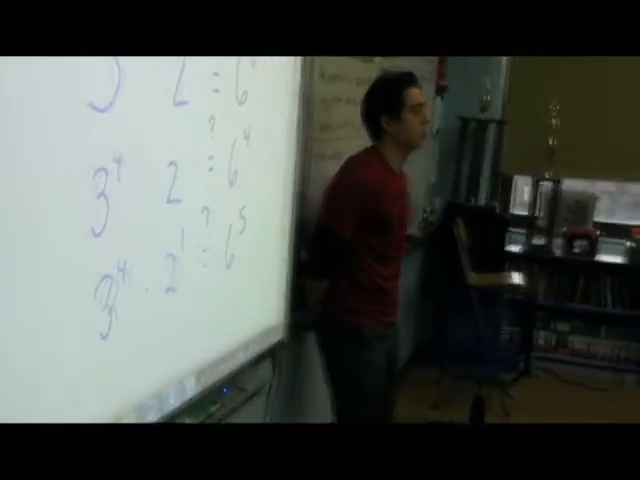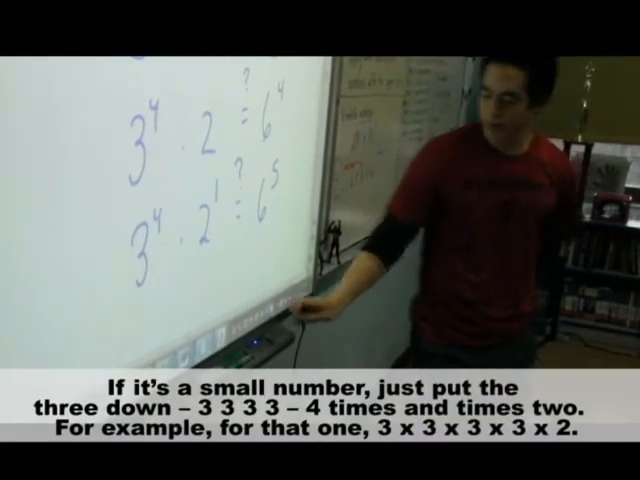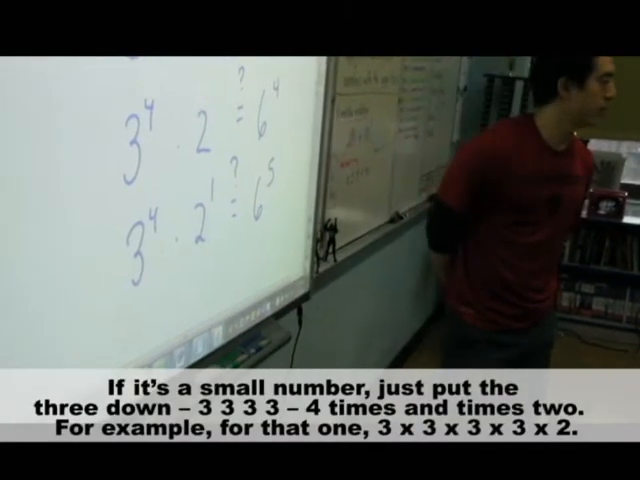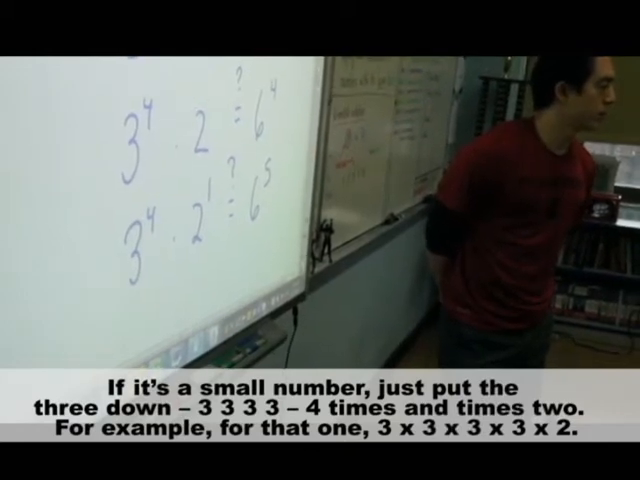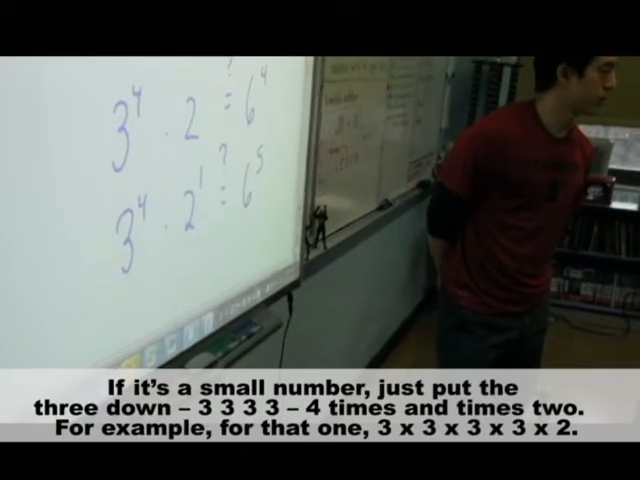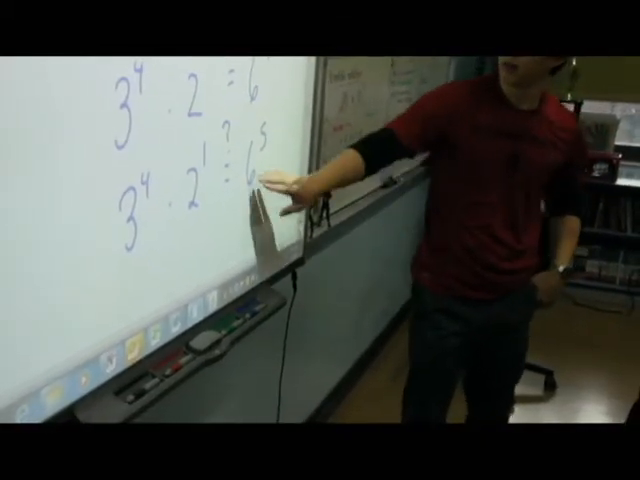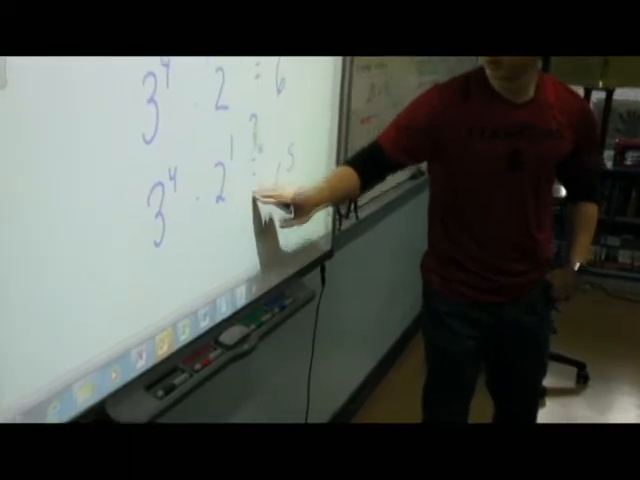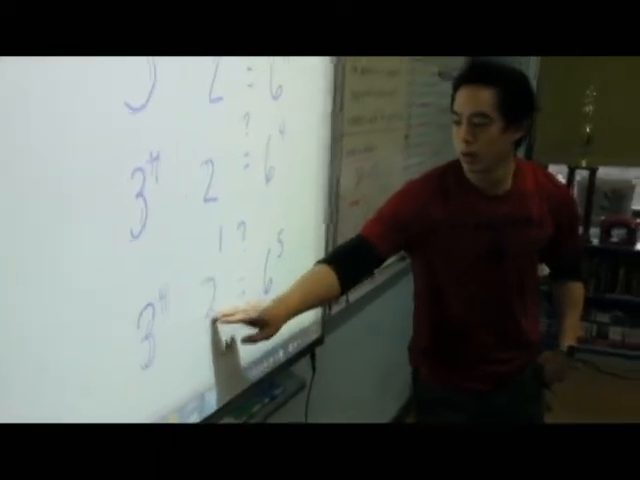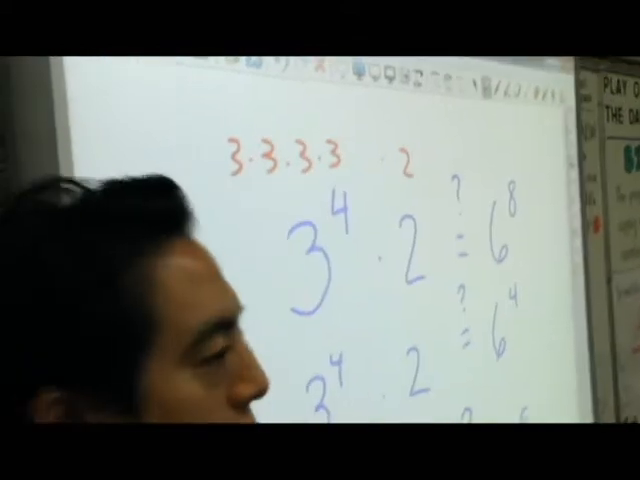Amelia, back to you, who asked the original question. Yeah. I was going to say that if it's a small number, you just put the 3 out, 3 at a time, and then times the 2. For example, for that one, you can put 3 times 3 times 3 times 3 times 2. Okay. So this one right here is 3 times 3 times 3 times 3 times 2. Yeah?